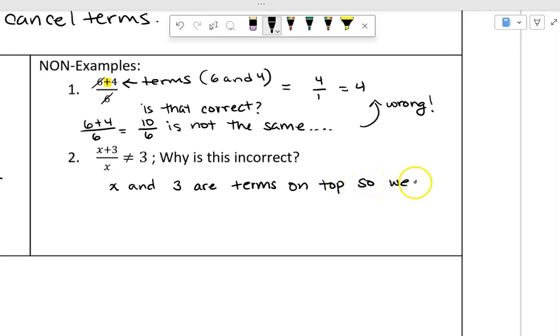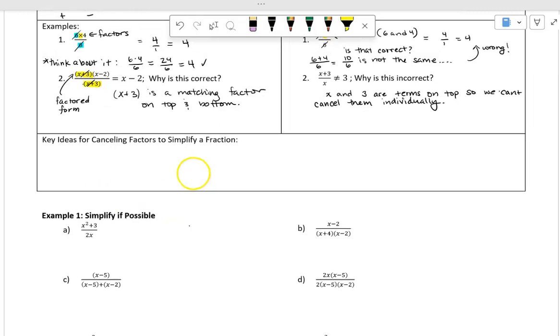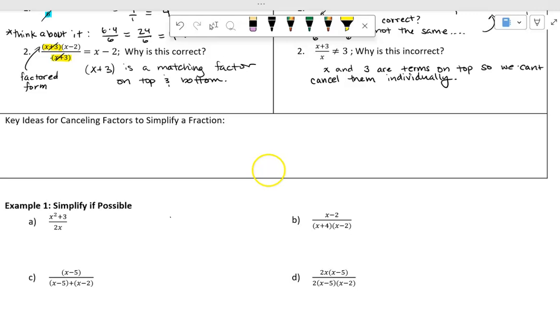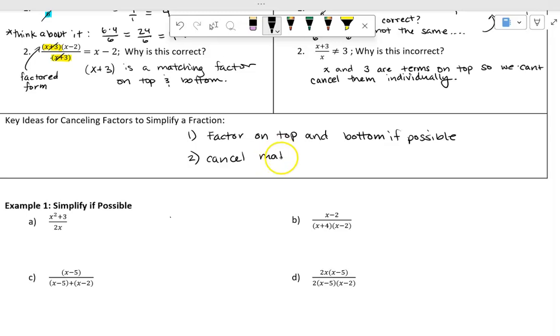So we can't cancel them individually. Okay, the last thing I want to mention before we get going is key ideas for canceling: factor on top and bottom if possible, then cancel matching factors.